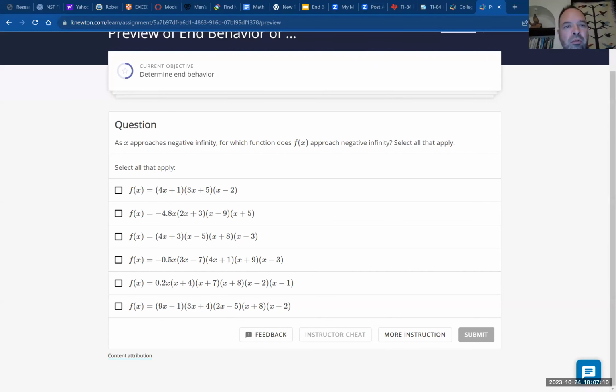Okay, so let's do one more for this end behavior lesson. And it says, as x approaches negative infinity, for which function does f of x approach negative infinity? So we are saying that we're interested in finding curves that basically do this. So we have a couple of options.